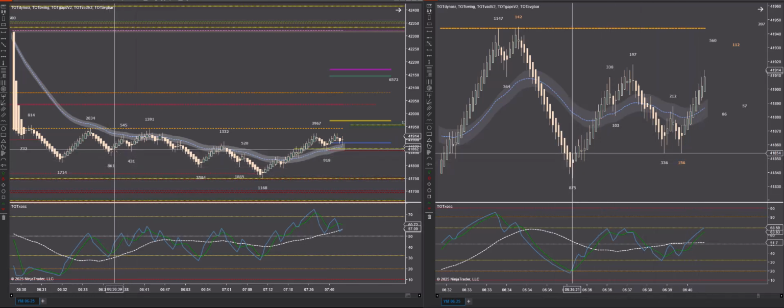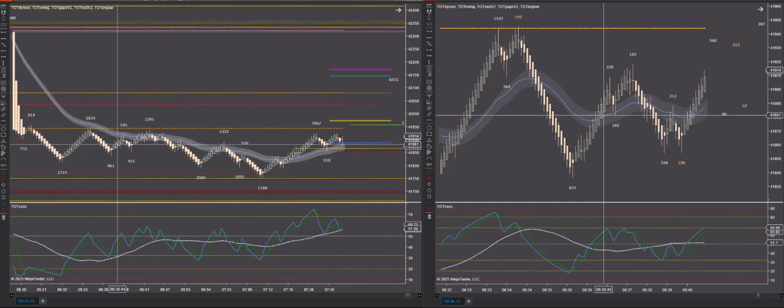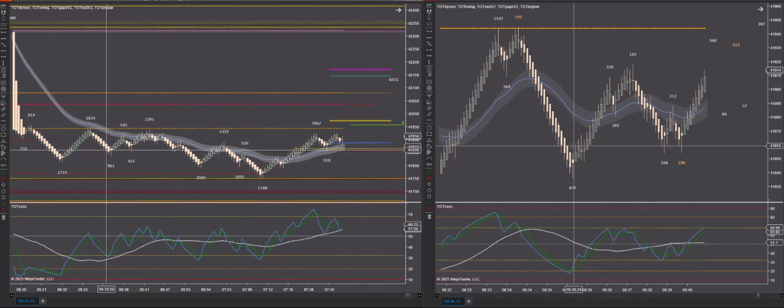And so we'd be looking for this to come back to the open and maybe breaking out if the bulls were strong enough to hold it.